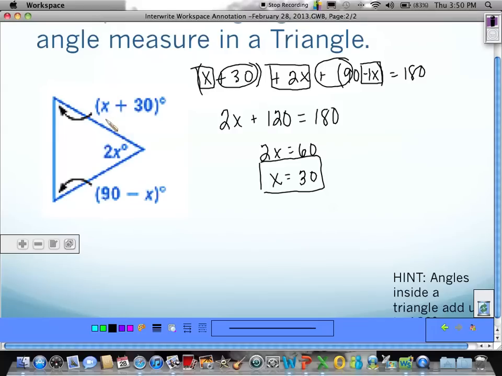So this angle here, I have 30 plus 30. If I plug in, this angle is going to equal 60. If I plug in 2 times 30, that's going to give me 60. And then I can already tell this is an equilateral triangle, so that means all angles and all sides are equal. So this one is also going to be 60. And I could have easily plugged in 30 here. Again, you can check your work by adding up all your angles. 60 plus 60 plus 60 does indeed give us 180.